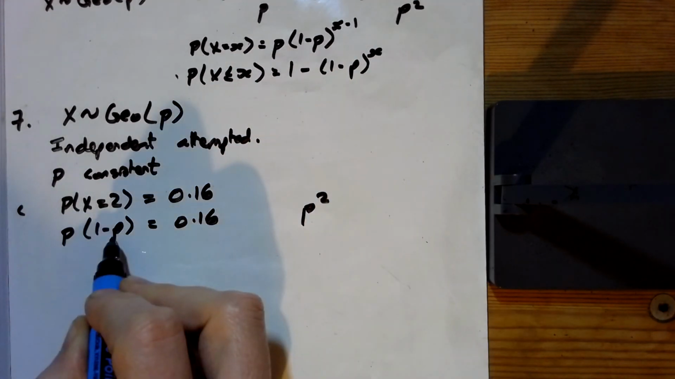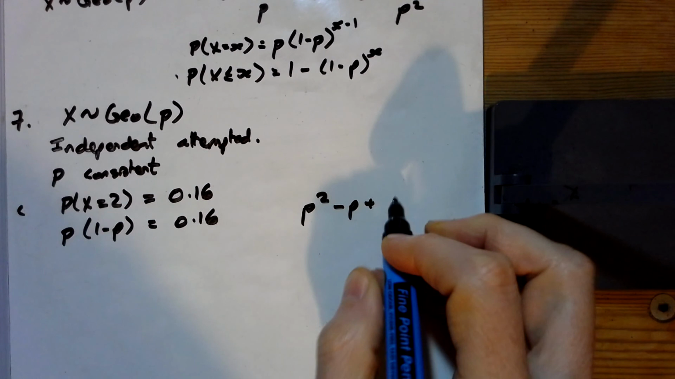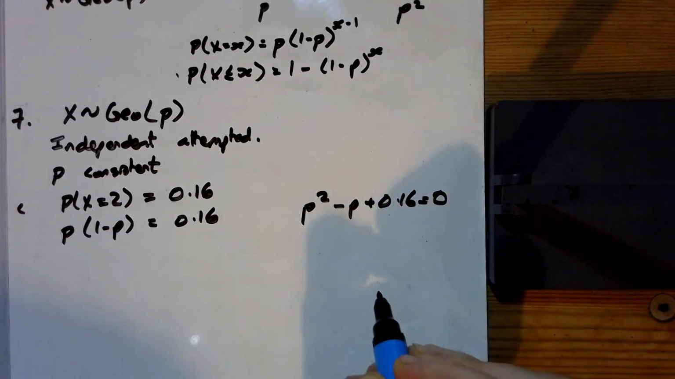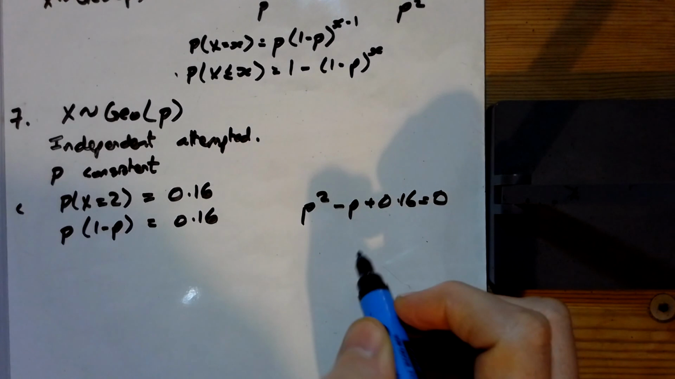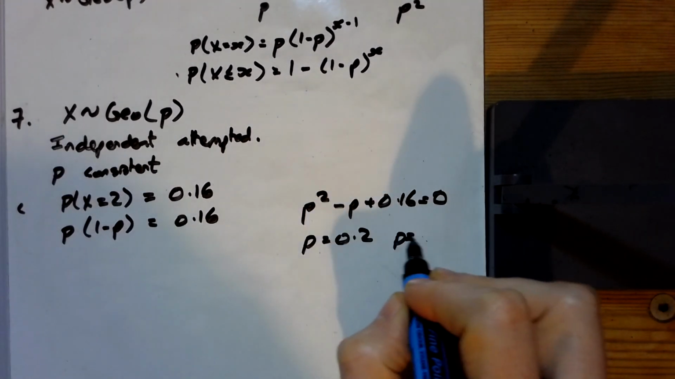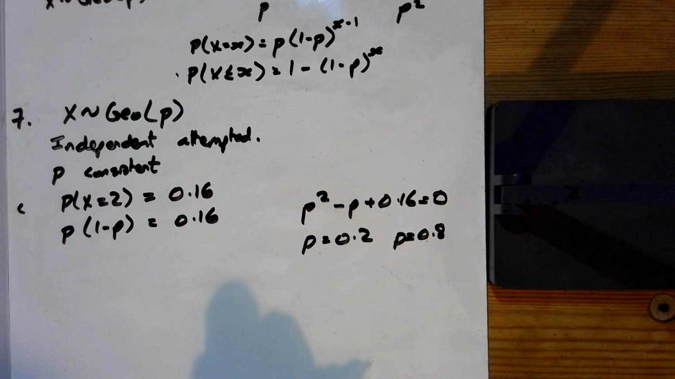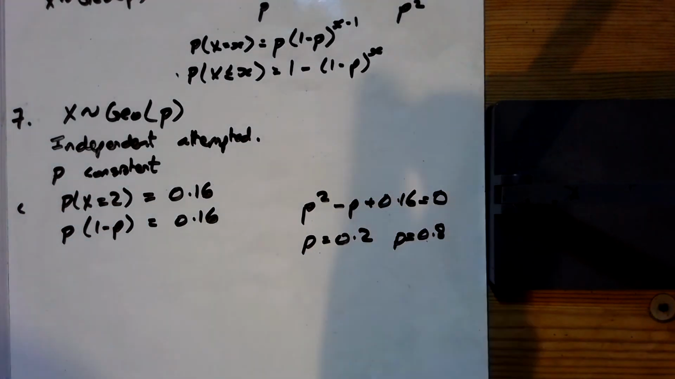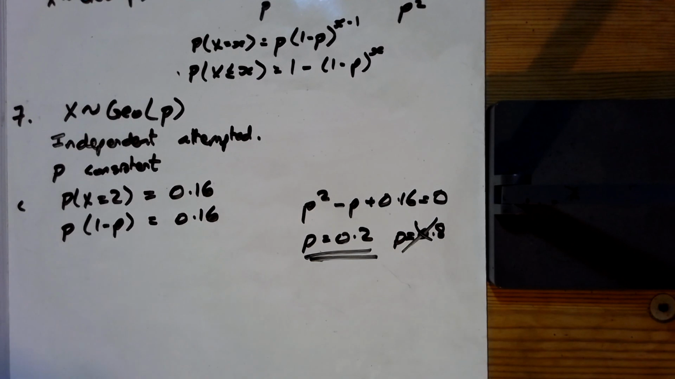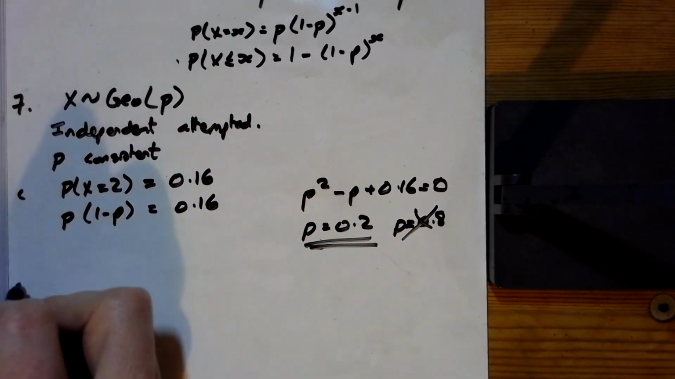So p squared minus p plus 0.16 equals 0, and just solving that gives you p equals 0.2 or p equals 0.8. We were told that the probability was less than 0.5, and so the chance of parking correctly is 0.2, as it was in my last question that I did, which was number 5. And it continues with the same things.